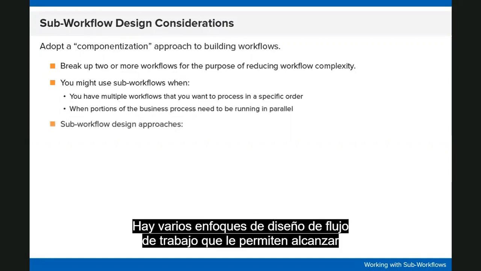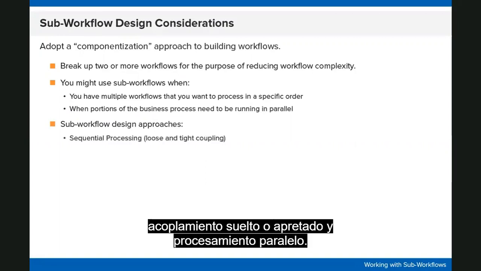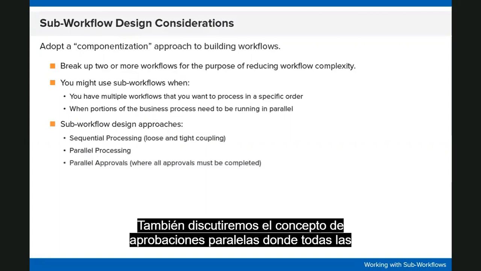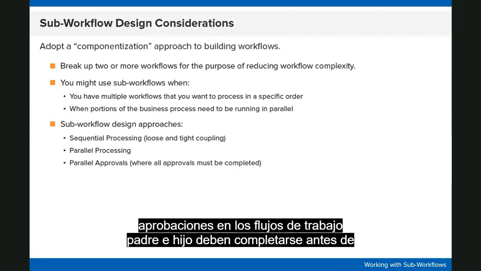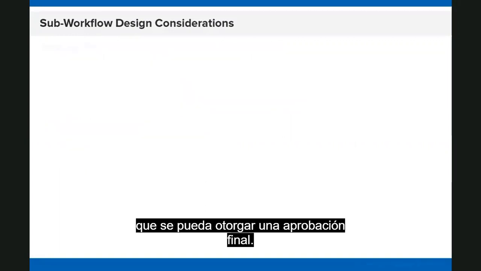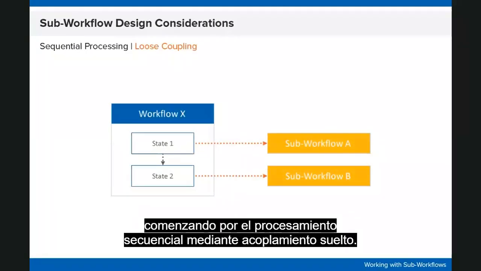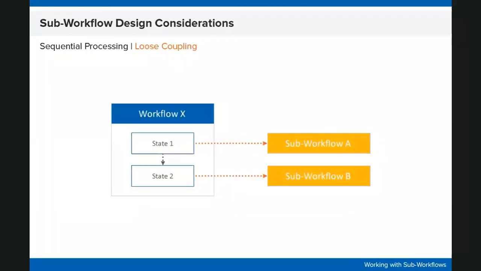There are several sub-workflow design approaches that allow you to achieve either of these two use cases: sequential processing, using either loose or tight coupling, and parallel processing. We'll also discuss the concept of parallel approvals, where all approvals in both the parent and child workflows must be completed before a final approval can be granted. Let's look at each of these sub-workflow design approaches, starting with sequential processing using loose coupling.